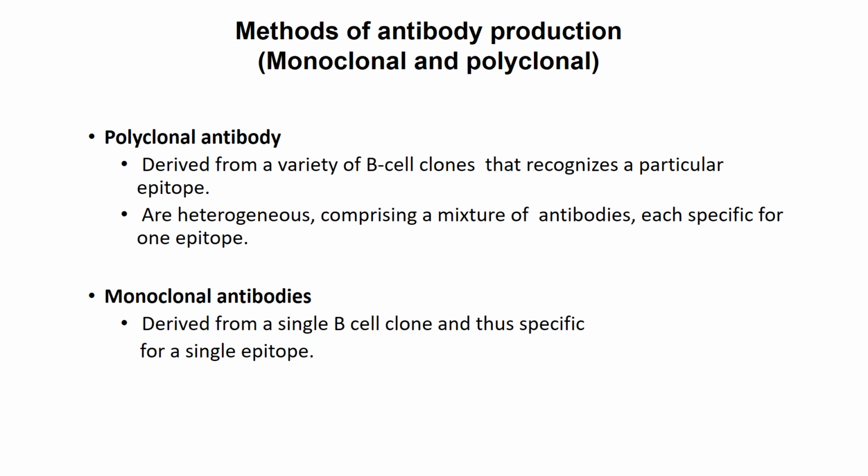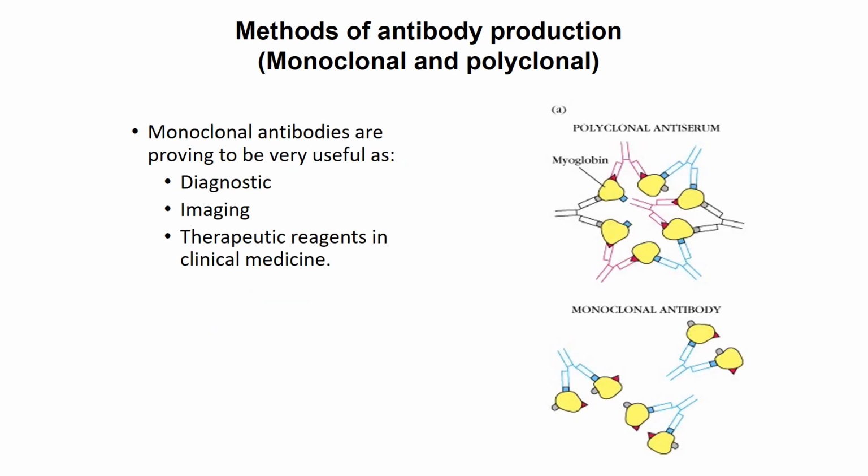So the polyclonal antibodies are derived from a variety of B cell clones, so they are not as specific, and they are very heterogeneous. They are a mixture of different antibodies, each specific for an epitope. But monoclonal antibodies are derived from one single B cell clone, and thus they are highly specific for a single epitope. Monoclonal antibodies, you will keep reading about those. They are used as diagnostic techniques, for imaging, and also as therapeutic reagents.